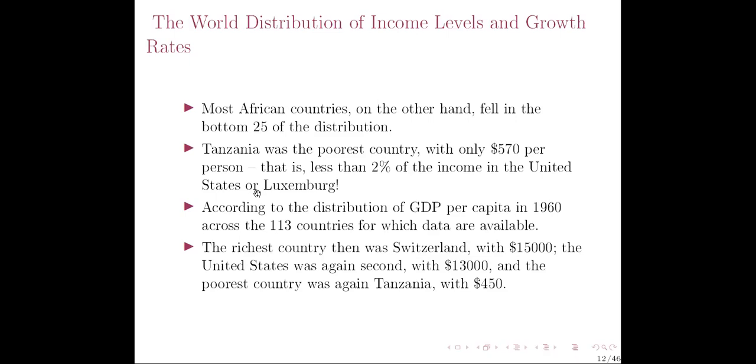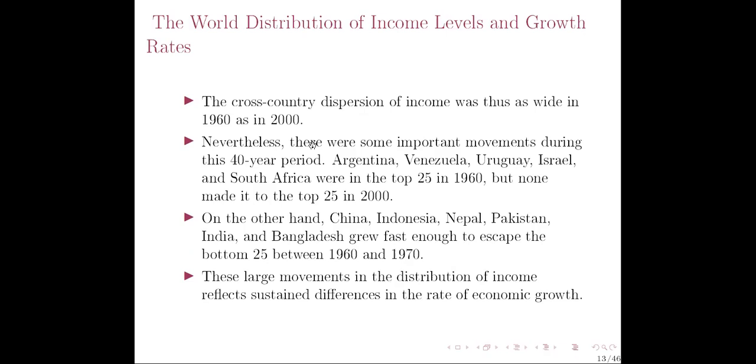So if you look at the distribution in the 1960s, across 130 countries for which the data are available, the richest country then was Switzerland. At that point of time, its per capita income was $15,000 per person per annum. The United States was second with $13,000, and the poorest country was again Tanzania with $450. The cross-country dispersion of income was thus as wide in the 1960s as in 2000.